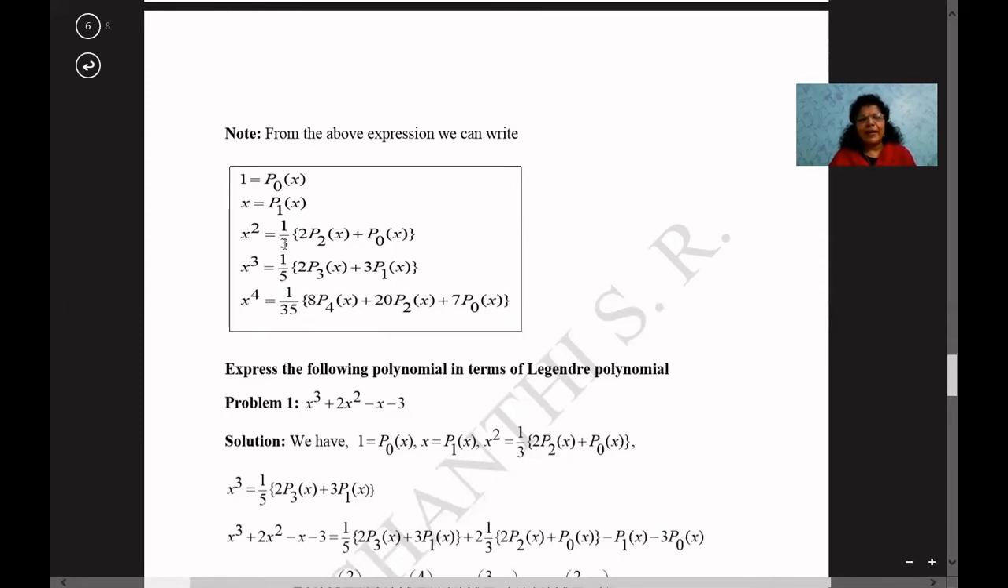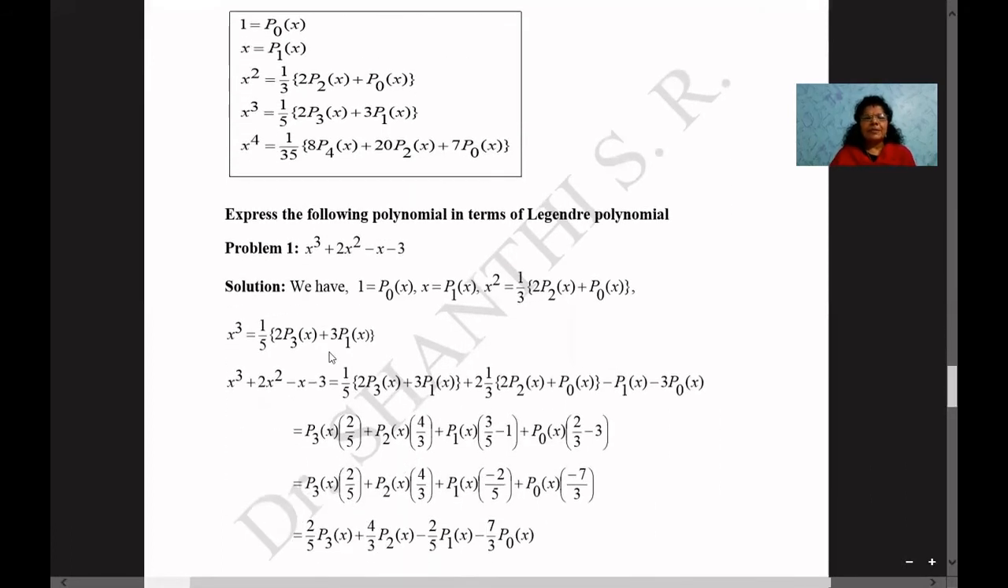This is the expression. We have to recall these expressions to solve further problems, like expressing the ordinary polynomial in terms of Legendre polynomial. We need this expression. Now I'll move on to the problems. Express the following polynomial in terms of Legendre polynomial. This is a normal third degree cubic polynomial, correct? We want to write this cubic polynomial, x cube plus 2x square minus x minus 3, in terms of P3, because x cube means P3, P2, P1 and constant I have to write.